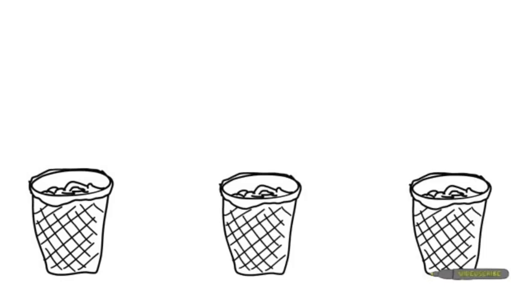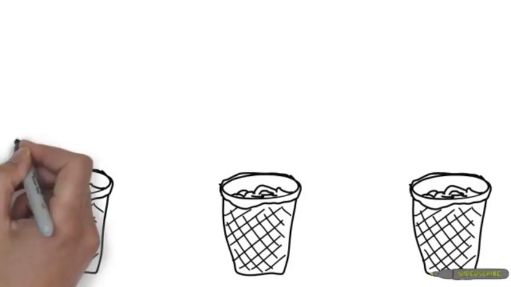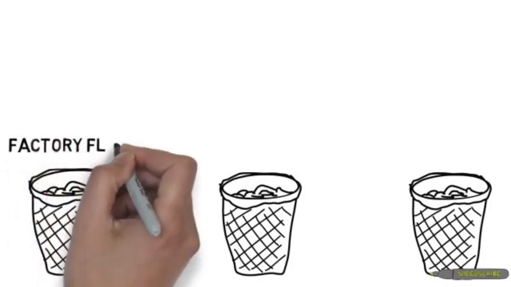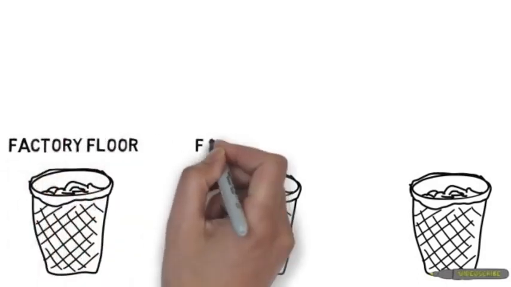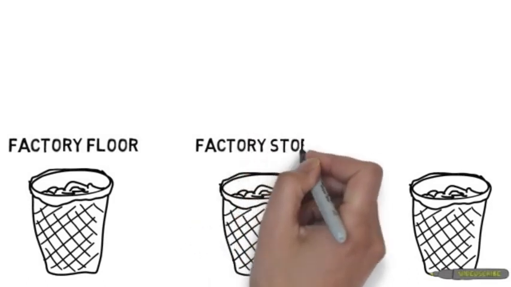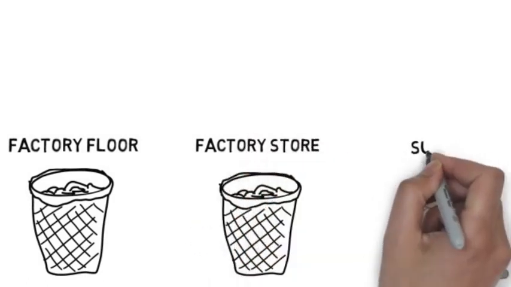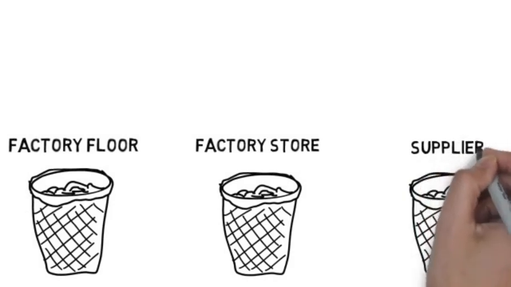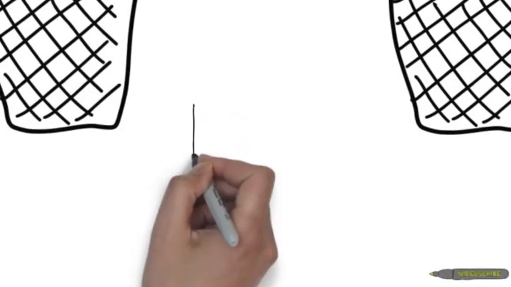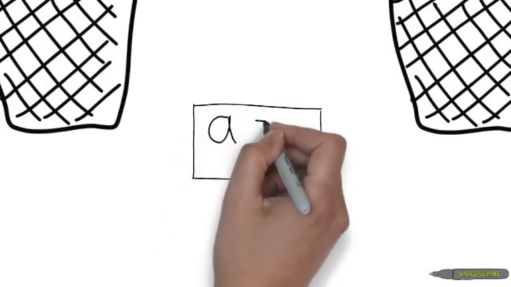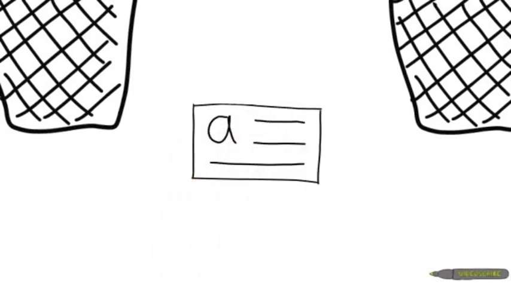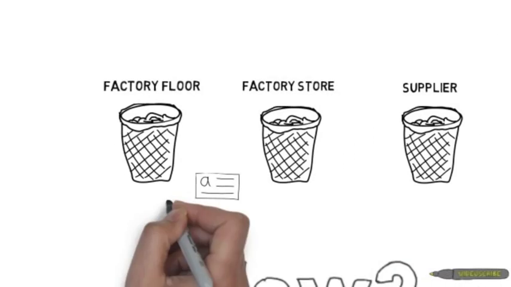But how does it work? Let's explain Kanban by describing the 3-bin system. This is a simple system that can be implemented for the supplied parts where there is no in-house manufacturing. One bin is on the factory floor, the initial demand point. One bin is in the factory store, the inventory control point. And one bin is at the supplier's business. The bins usually have a removable card containing the product details and other relevant information, the classic Kanban card.